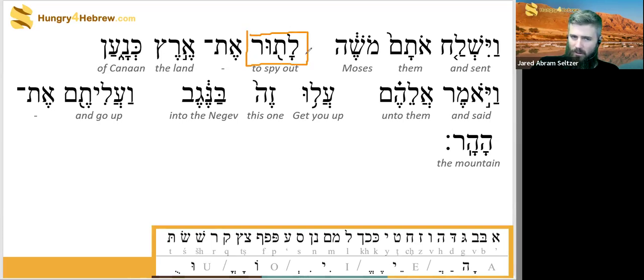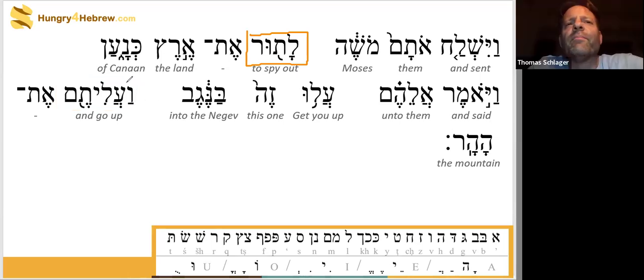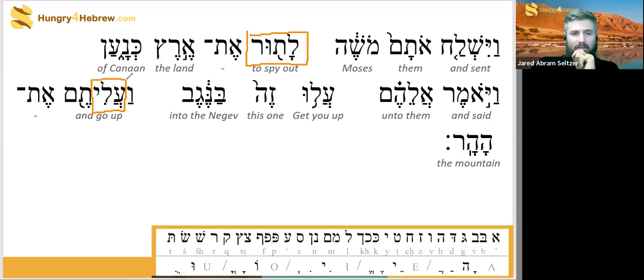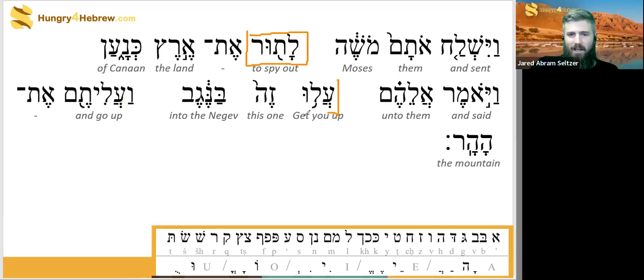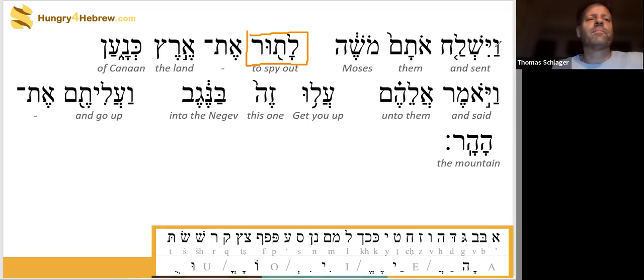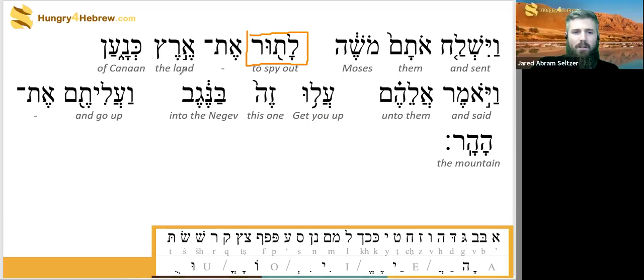All right, now that we know the word latur, I think we know all the other words here, don't we? What is va'alitem? What's the root? Aliyah. Yeah, same as aliyah. Ayin, lamed, yod. To go up. That's right. Same as alu. There's your imperative form. Hey, you all, ascend. Go up.